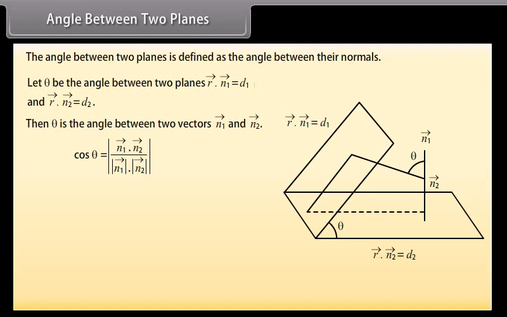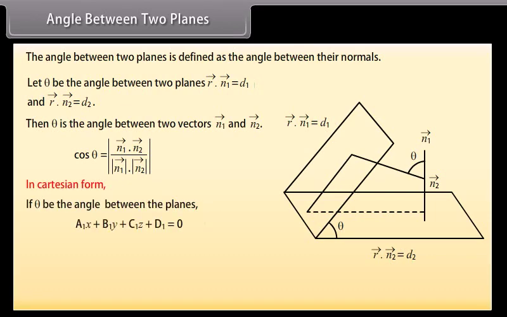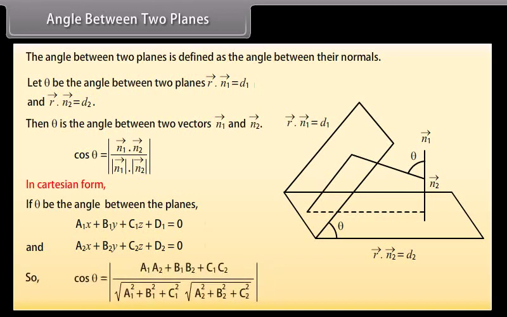In Cartesian form, if theta is the angle between two planes a1x + b1y + c1z + d1 = 0 and a2x + b2y + c2z + d2 = 0, then cos theta equals the modulus of a1a2 + b1b2 + c1c2 divided by the square root of a1 square + b1 square + c1 square times the square root of a2 square + b2 square + c2 square.